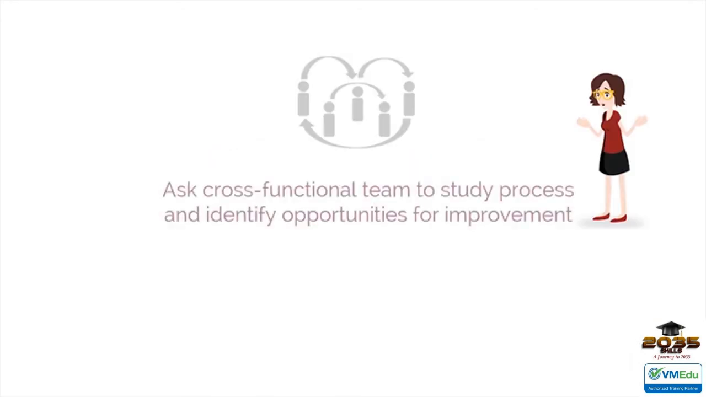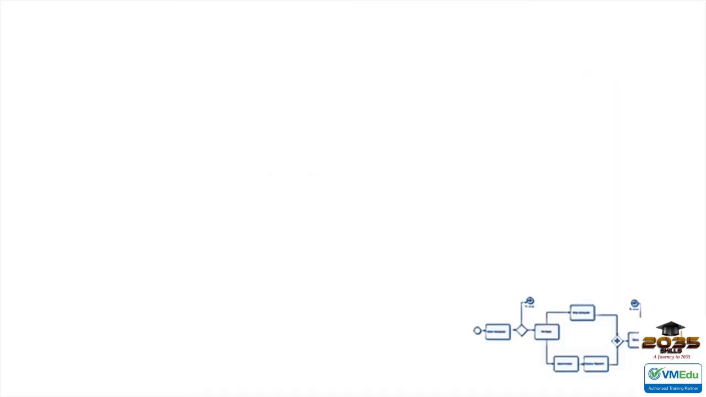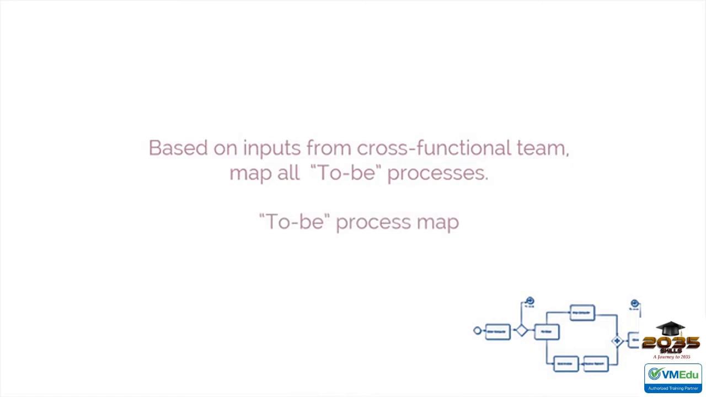Then, ask the cross-functional team to study the process and identify opportunities for improvement. And finally, based on the inputs from the cross-functional team, map all the to-be processes. This is the to-be process map.